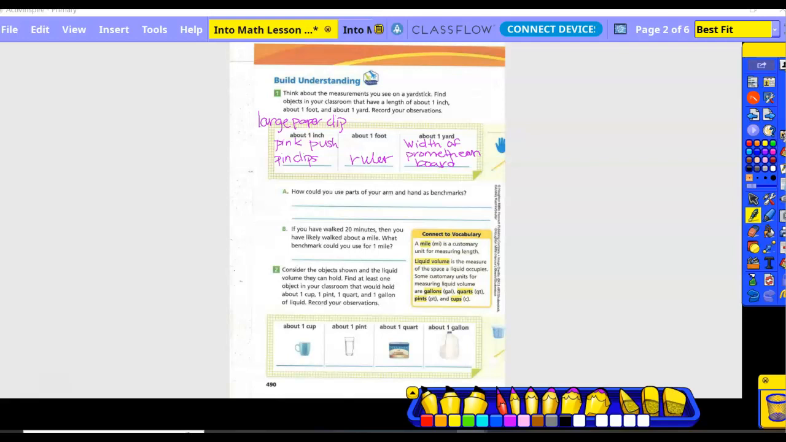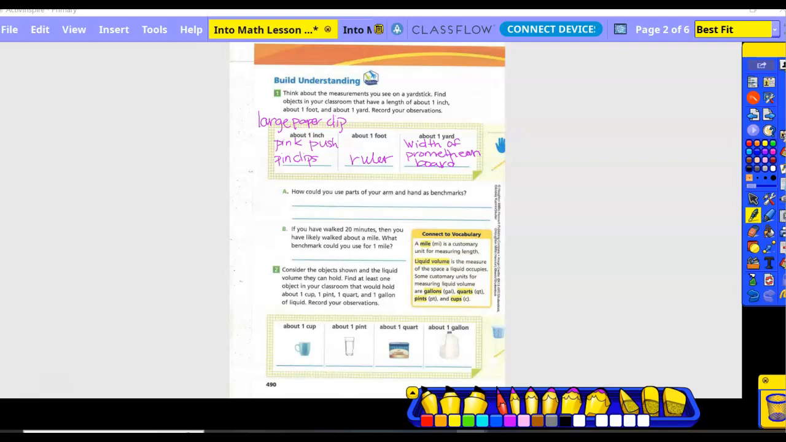Letter B, if you've walked 20 minutes, then you have walked about 1 mile. What benchmark could you use for 1 mile? Connect to vocabulary. A mile is a customary unit for measuring length. Liquid volume is the measure of the space a liquid occupies. Some customary units for measuring liquid volume are gallons, quarts, pints, and cups.